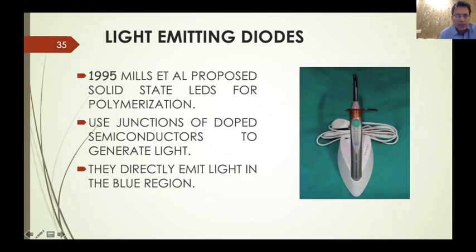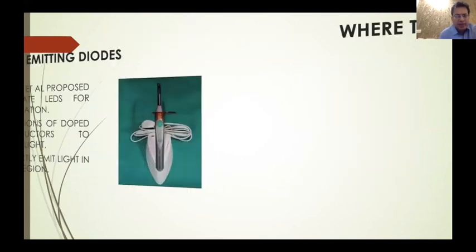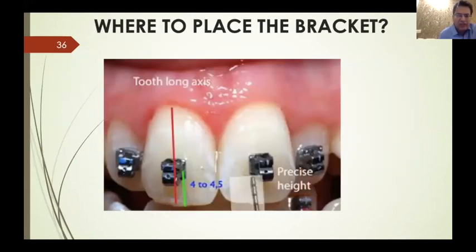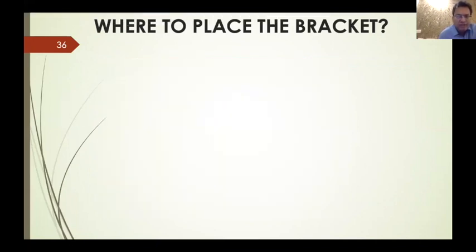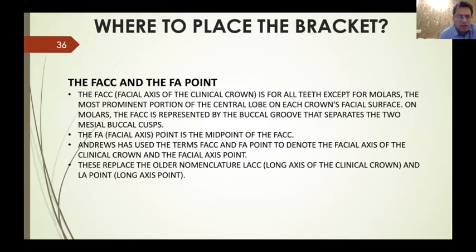Now, where to place the bracket? Whatever philosophy you're using, you want to place it at the FA point or the center of what is called the FACC, or the facial axis of the clinical crown. So you look at the facial axis, at the midpoint of the FACC, and want to locate the bracket at that particular point.